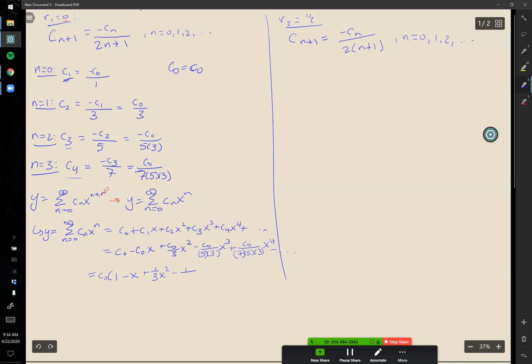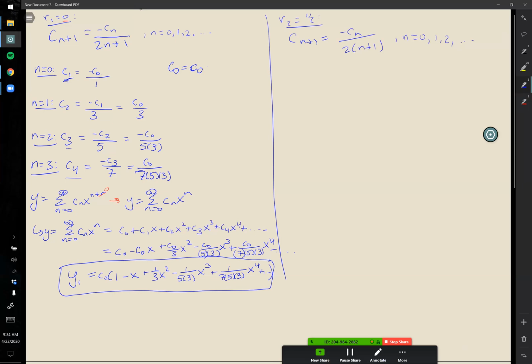There is a way to write that using some fancy series and product notation. I don't really care, as long as we can see that this is the pattern. And there we go. So that's my y. Let's call that y1, because that's probably going to be linearly independent from what we find over here. Plus dot dot dot.